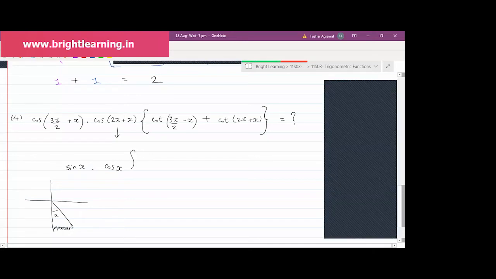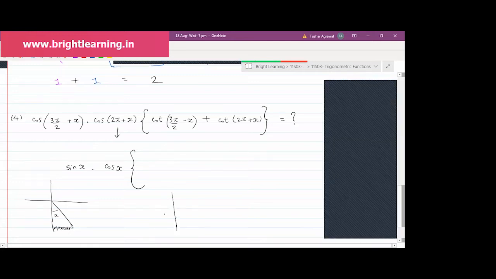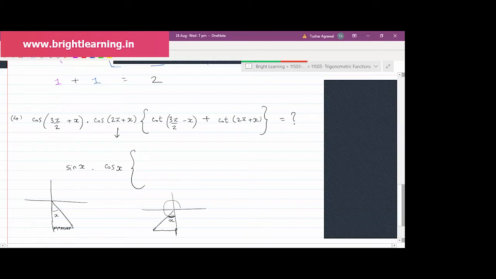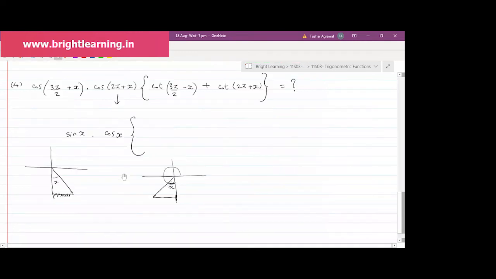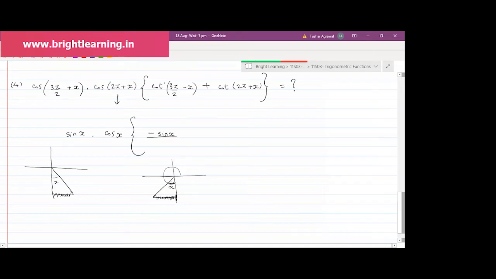Cos x is substituted, and in the bracket, cot of 3 pi by 2 minus x. So 3 pi by 2 minus x will be something like this. You rotate up to 3 pi by 2 and then subtract x. Now cot is cos upon sine. So first I will evaluate cos of 3 pi by 2 minus x. The x coordinate is the negative of this magnitude, so negative of sine x, upon sine of 3 pi by 2 minus x.